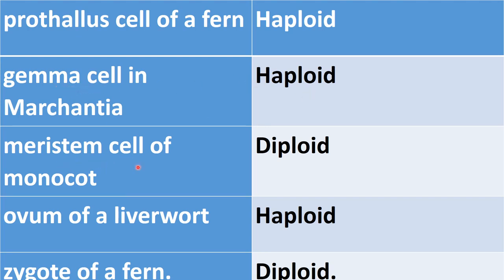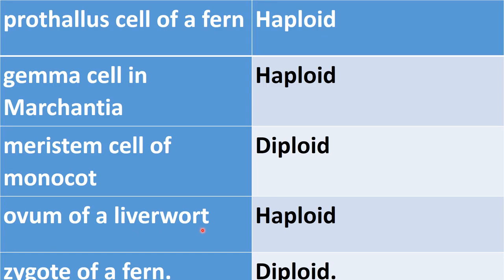Then the meristem cell of a monocot. Monocots are angiosperms, one type of angiosperm. In angiosperms, all the cells present, except the gametophytes, the male and female gametophyte, are diploid, because they represent the sporophytic plant body. That's why the meristem cells will also be diploid.